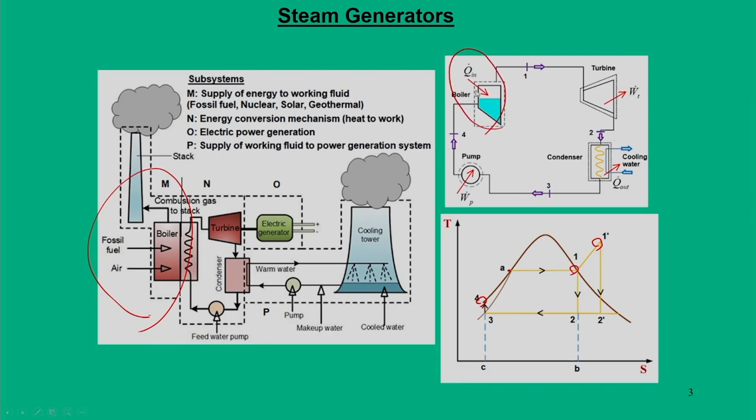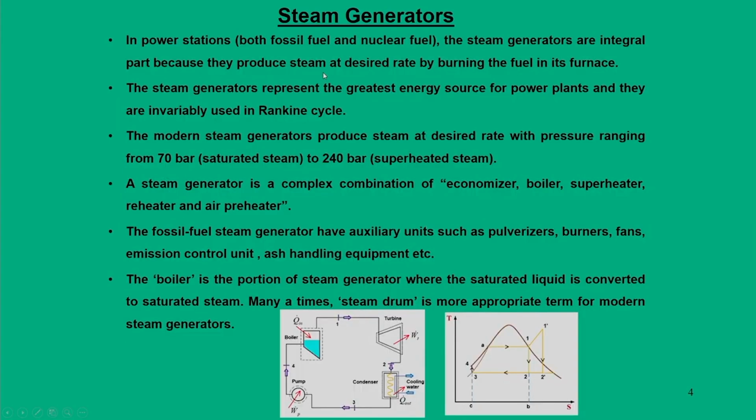That is all the boiler does, but this heat addition phase in reality happens from the liquid state to the superheated state. So, this is essentially an integral of various components, and all these components are part of this domain, that is the steam generator. In power stations that operate mainly on fossil fuel and nuclear fuel, the steam generator is an integral part, because the main aim is to produce steam at a desired rate by burning the fuel in its furnace. The steam generator represents a great source of energy for the power plants, and they invariably use the Rankine cycle. For most modern power plants, the steam generator operates close to 240 bar for superheated steam and 70 bar for saturated steam.